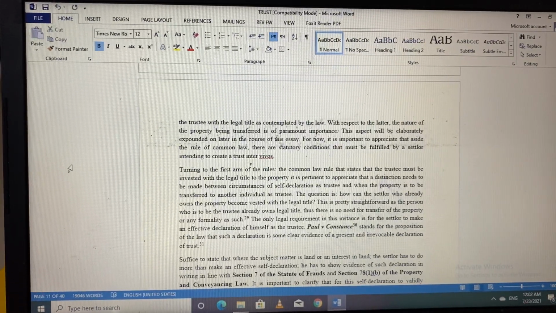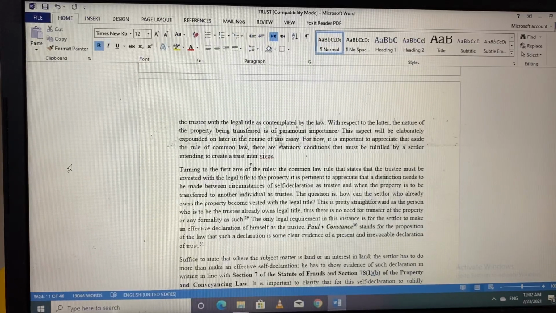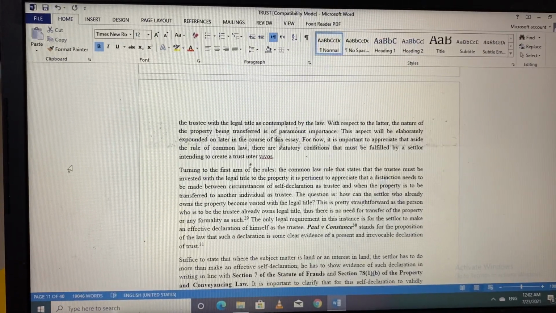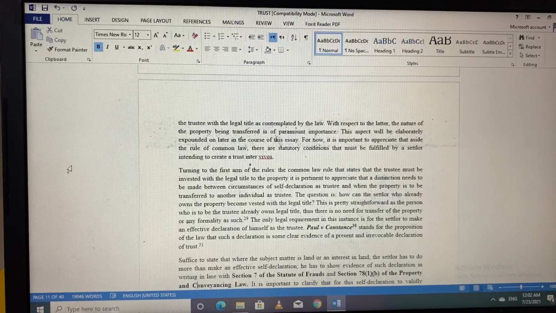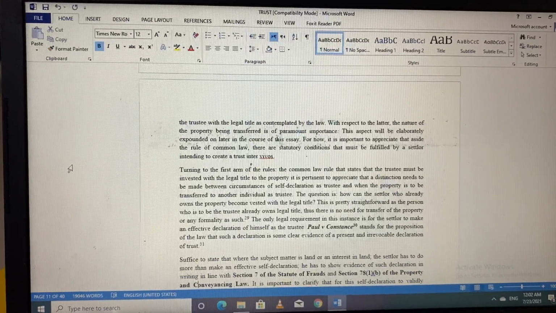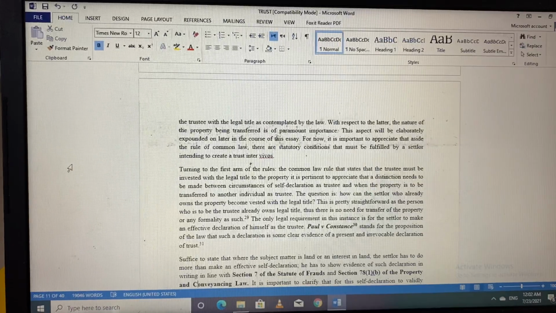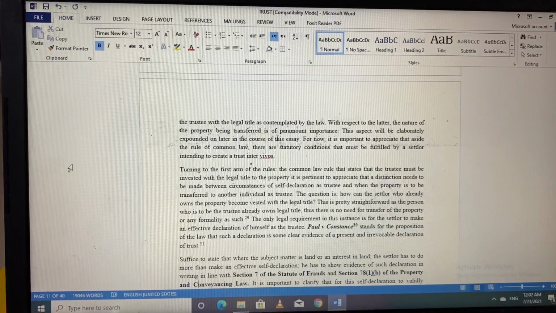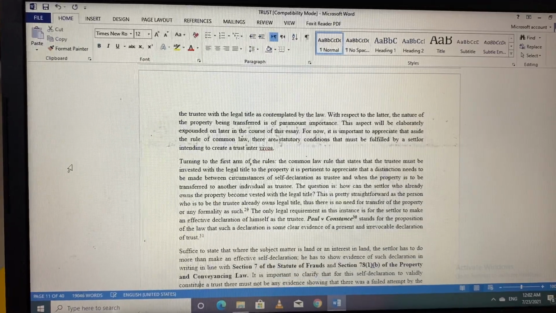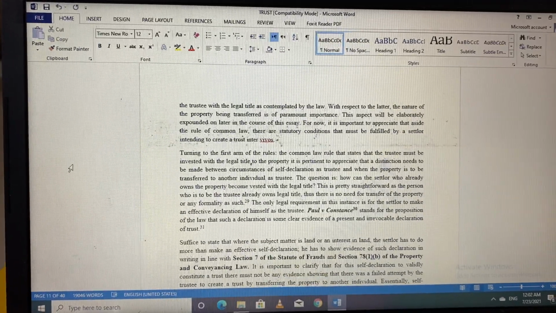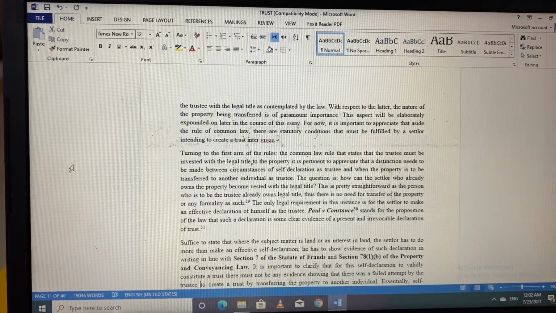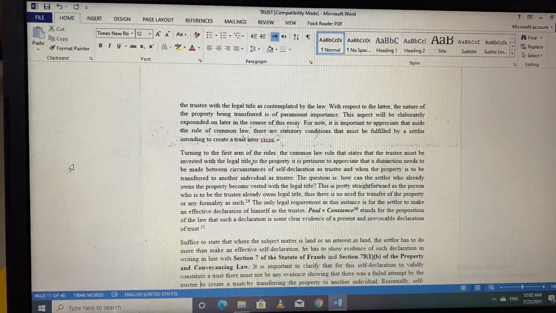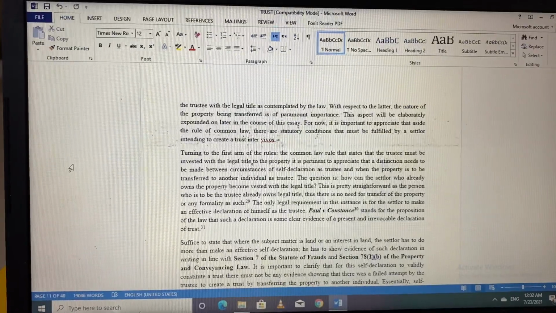Of course, one thing you have to understand is that when the method to be adopted is by way of self-declaration, it poses little or no challenge to fulfill this condition of law, in the sense that the person who is to be the trustee already owns the legal title, so there is no need for him to transfer the property, and there is no need for any formality as such. The only legal requirement in this instance is that he must make an effective declaration of himself as a trustee. So all you have to do is declare yourself as a trustee.